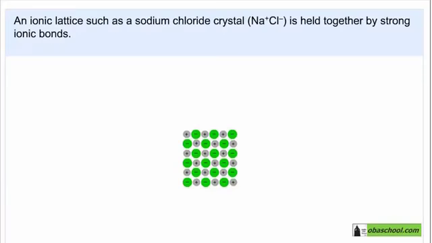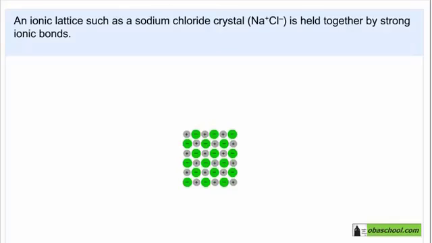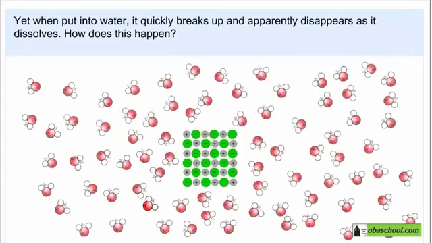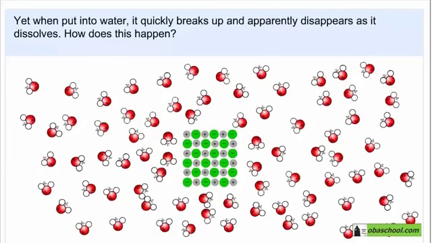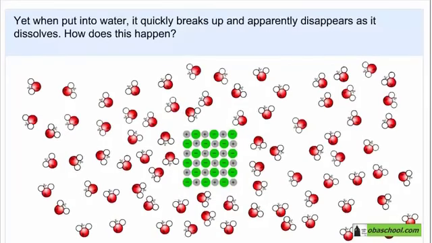Hello, in this video we will see how ionic crystals like salt, NaCl, dissolve in water. In NaCl, positive ions and negative ions are attracted by a strong ionic bond. Let's notice what happens when salt dissolves in water. Water is approaching the ions now.